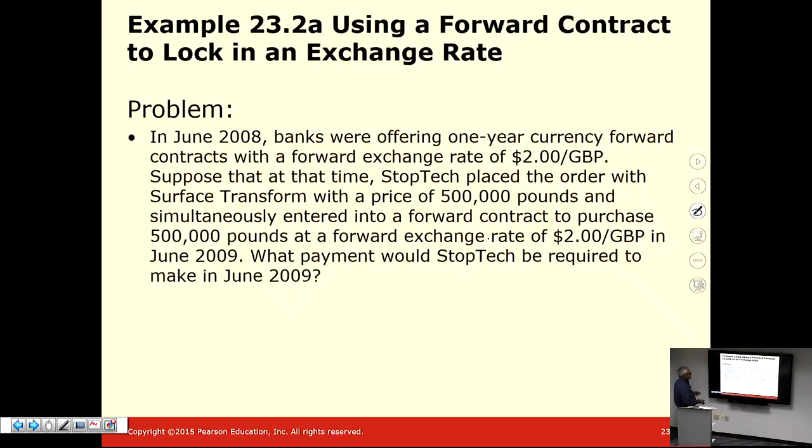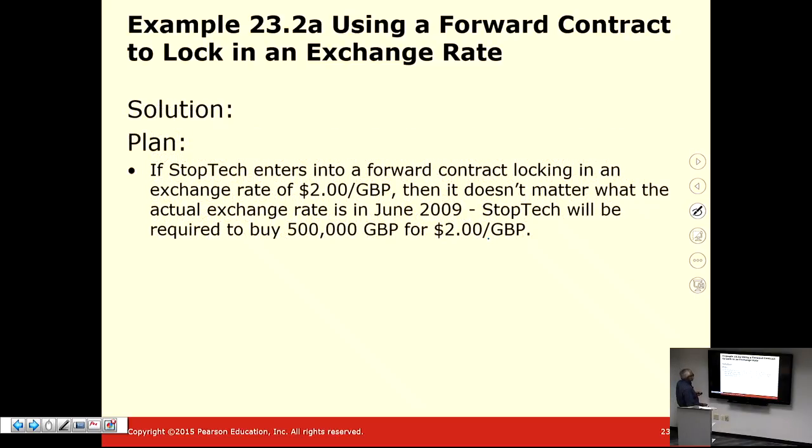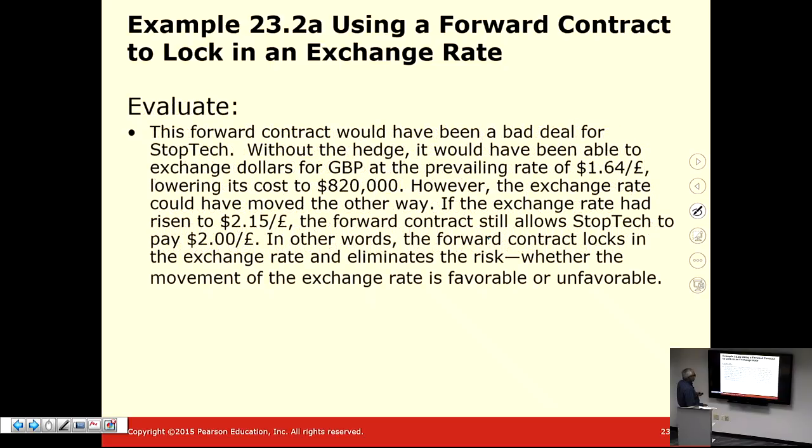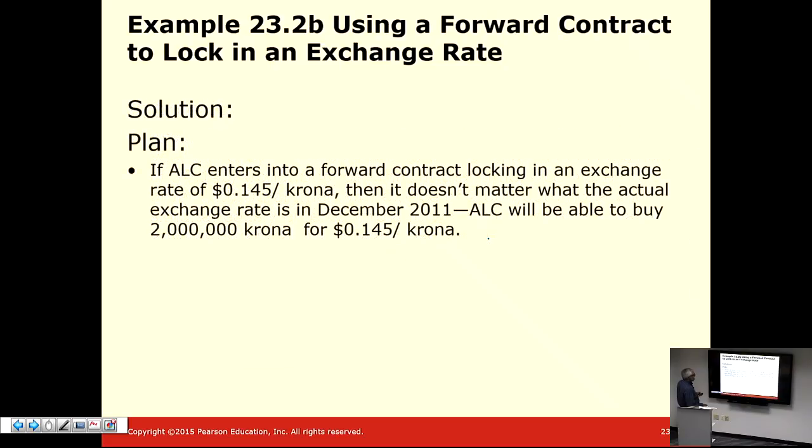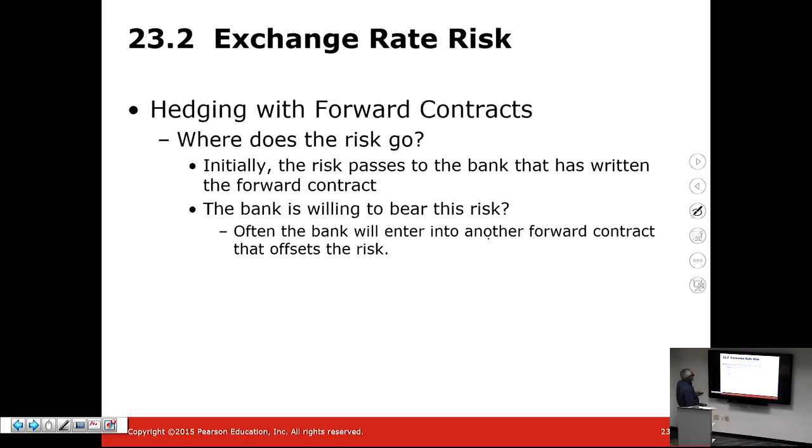Similarly, you can work on another problem that is of similar type. How to hedge with forward contracts. Okay.